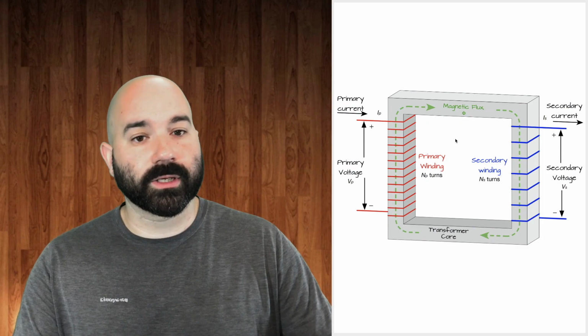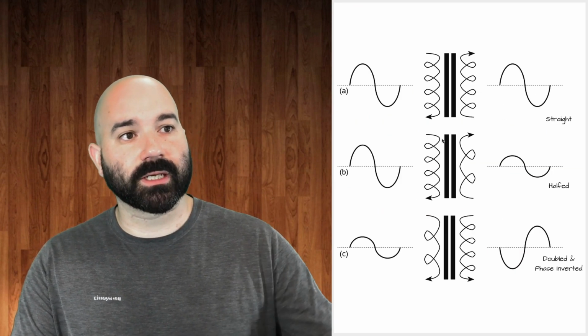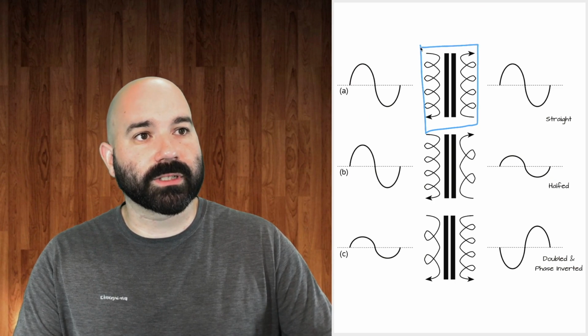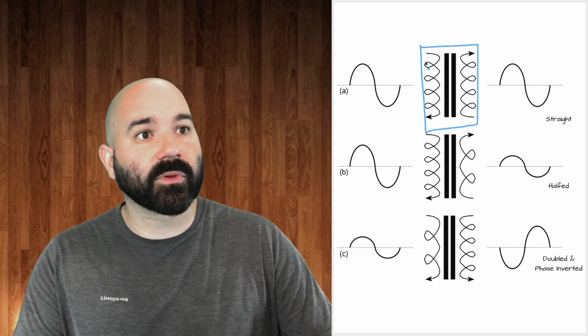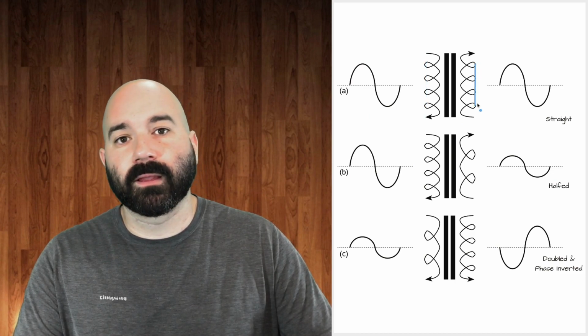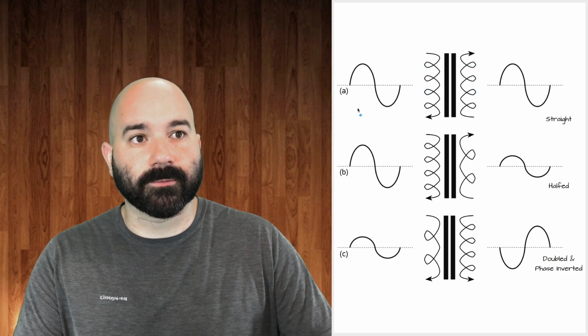So we can turn to the next figure to get a better idea of this. Here we have just a simple representation of a transformer. 4 turns on the input, 4 turns on the output, and the coils are going in the same direction.